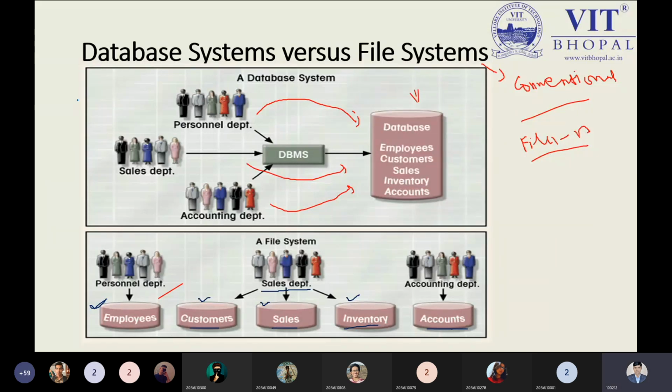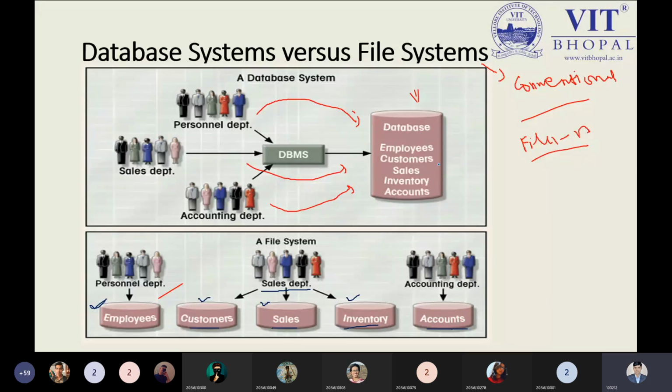In the database system, you can see there is a database and some departments are connected. What departments are connected over here? You can see there is a personnel department, the other one is the sales department, and the other one is the accounting department. All these departments' details are stored in the database. So this database contains all the details.